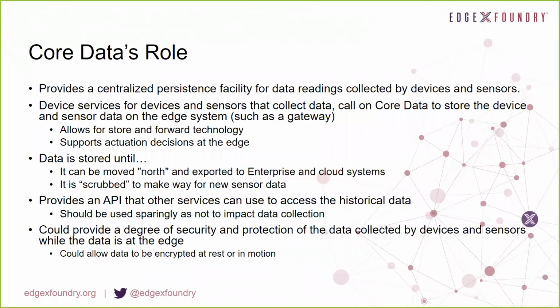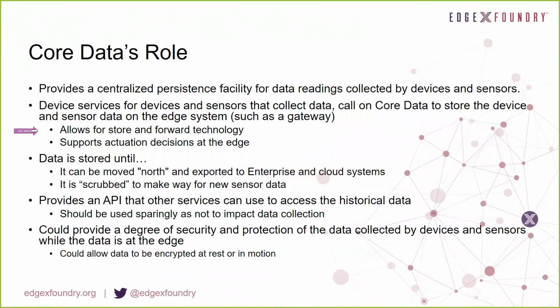This provides not only for looking back historically at the data, but it also provides for what we call store and forward technology. In other words, if you're operating in some sort of disconnected fashion, you want to be able to store that data temporarily and then push it off when you're reconnected to a system. Think of a boxcar that maybe has an EdgeX system on it that's only intermittently connected to the cloud. This allows for that capability.